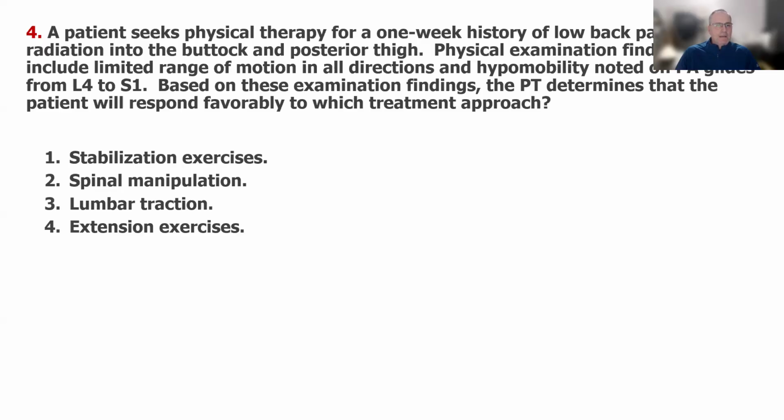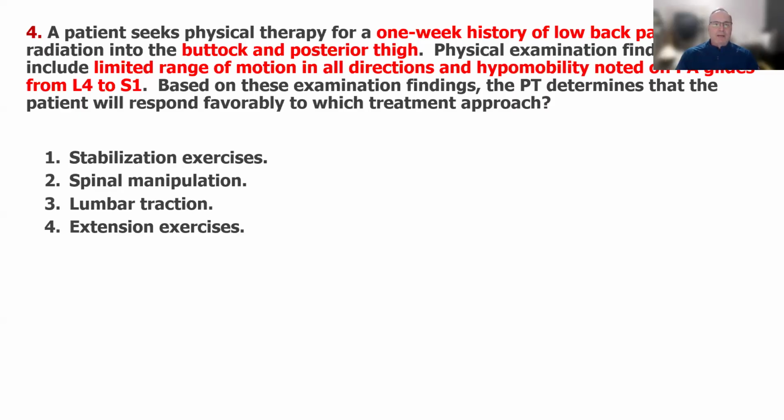Okay, all right. So y'all can see that number 2 was the most popular answer, and let's work through this one. So this patient has a 1 week history of low back pain. It radiates into the buttock and the posterior thigh. Usually, if somebody has nerve root impingement, traction may be effective.